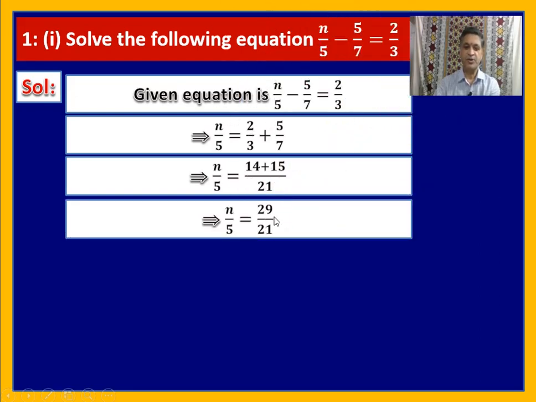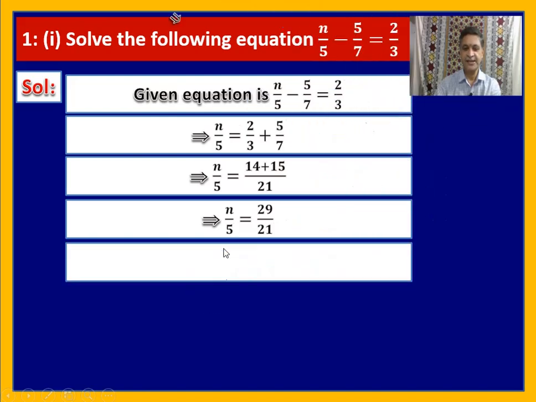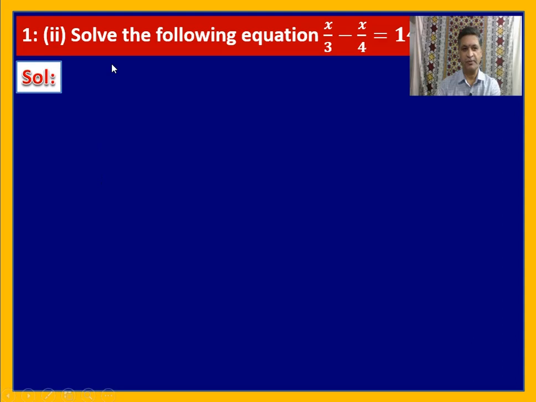n by 5 is equal to 29 by 21. So 5 is in the denominator on the LHS. Send this 5 to the right side. Then n is equal to 29 by 21 into 5. Multiply these two numerators. So 29 into 5 is equal to 145 by 21. So the value of n is 145 by 21. Go to the second Roman in the first problem.